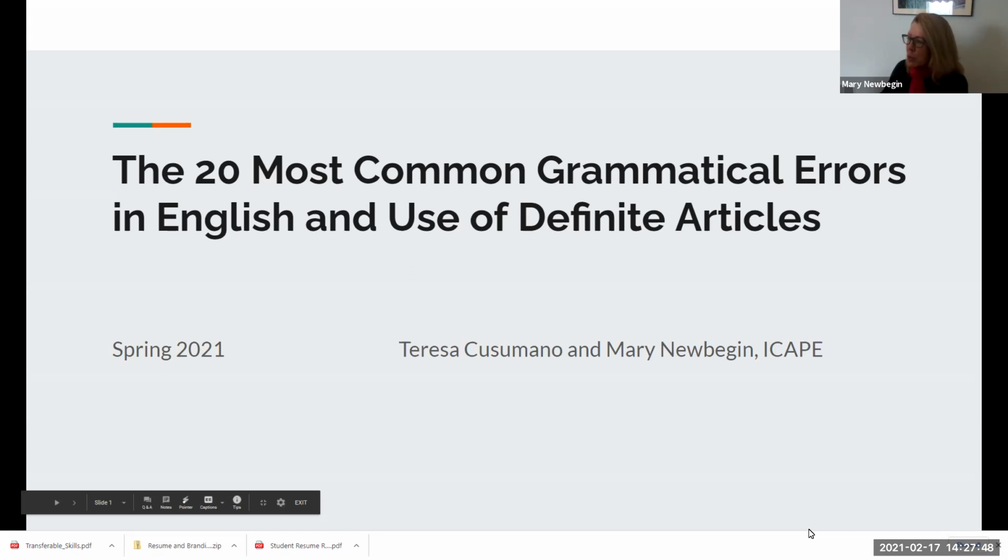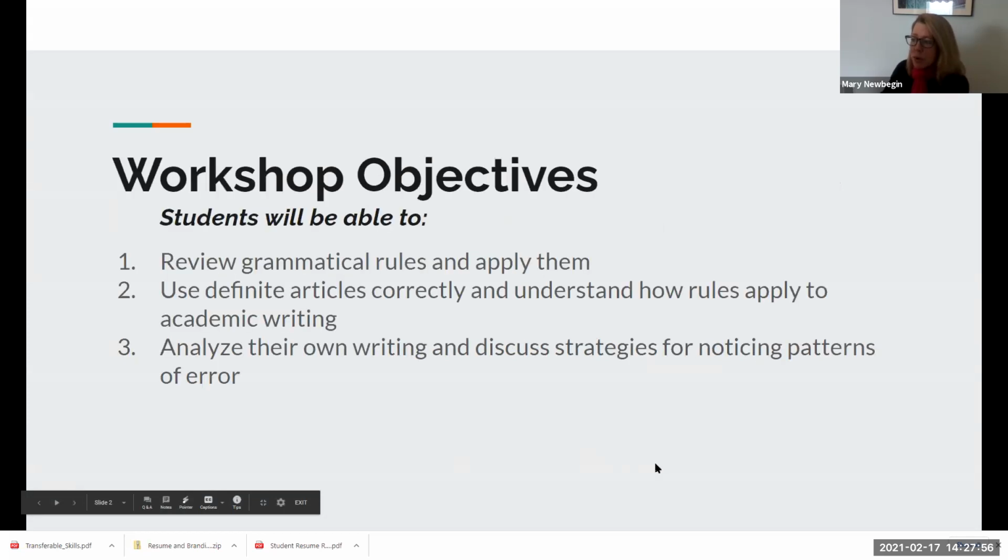We're going to talk about the 20 most common grammatical errors in English and talk a little bit about the use of definite articles in academic writing. So by the end of this workshop, hopefully you'll feel good about your proofreading skills, be able to apply these rules to your own writing, and to recognize the different uses of the definite article.